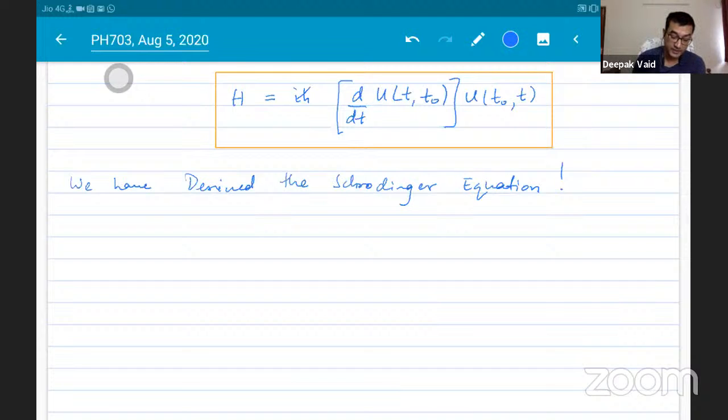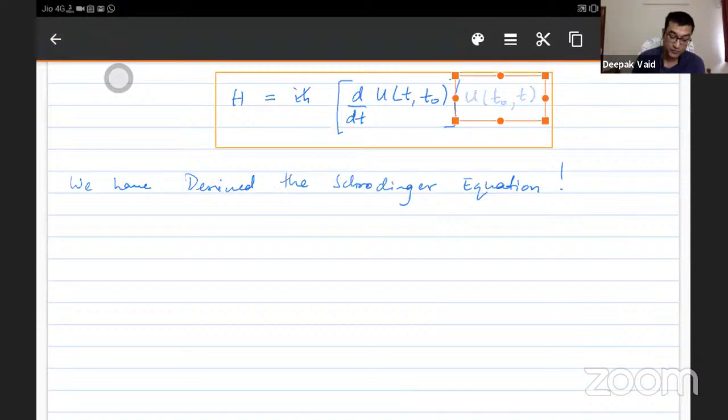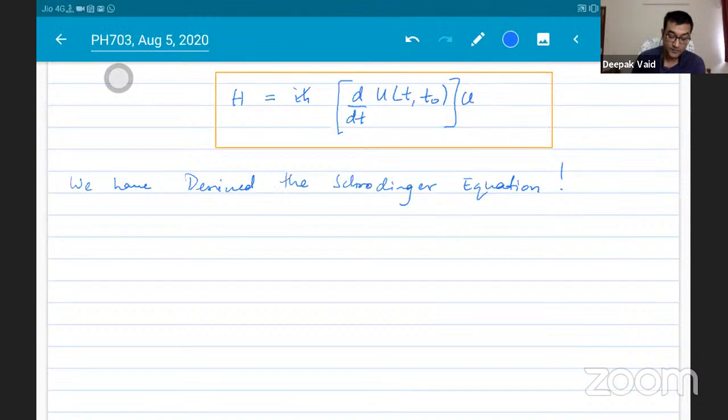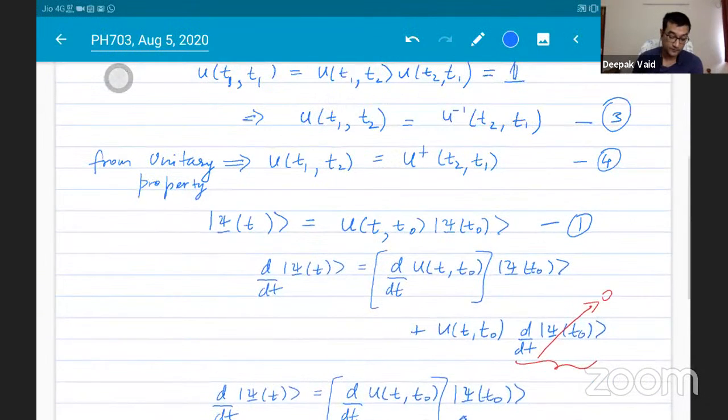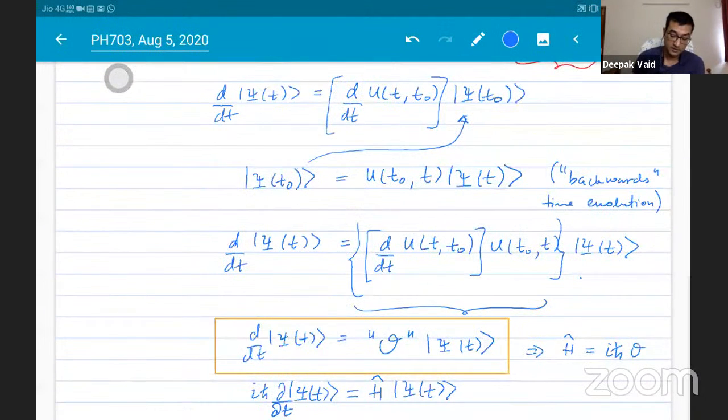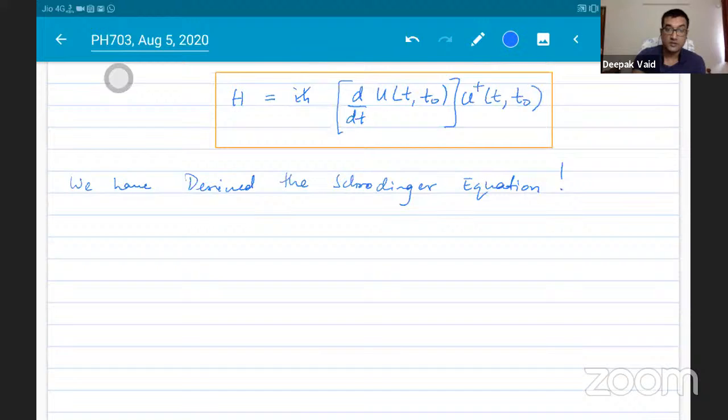Also in this equation, I can replace this U of t, t naught by U conjugate of t, t naught. So this is the final form, right? Because this is the inverse time evolution, so I can use the property we talked about. So this is the Schrodinger equation. You can apply the Schrodinger equation.